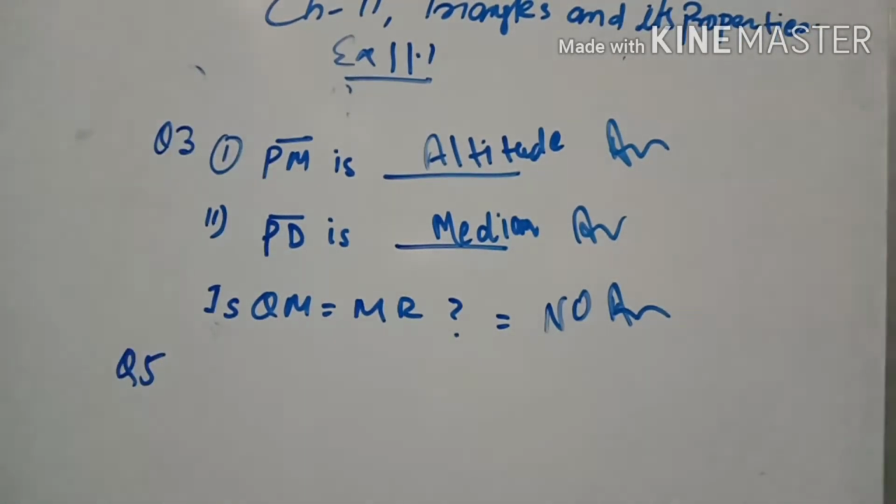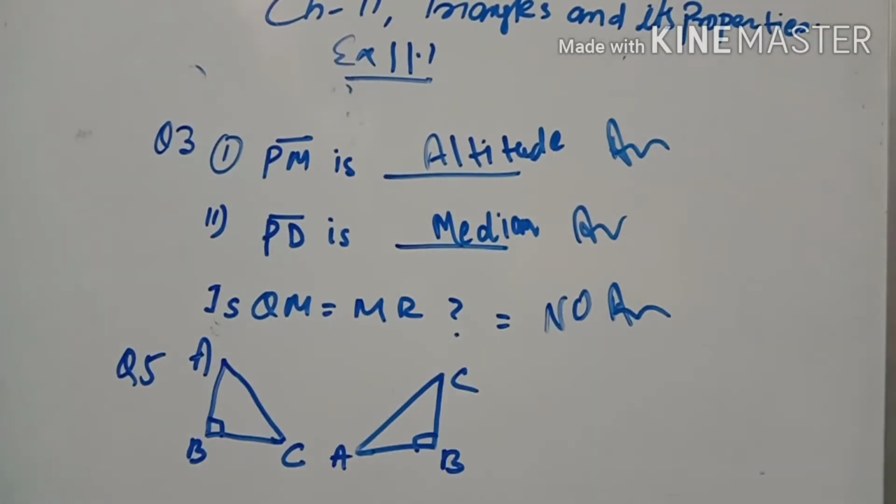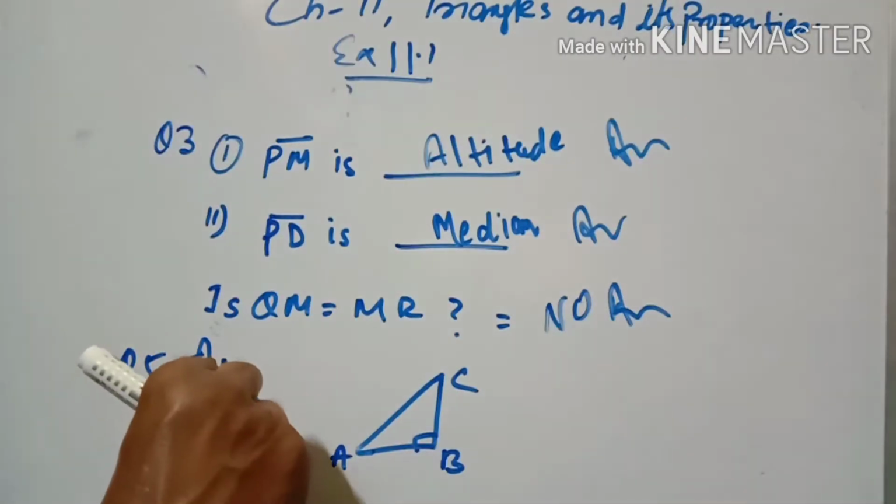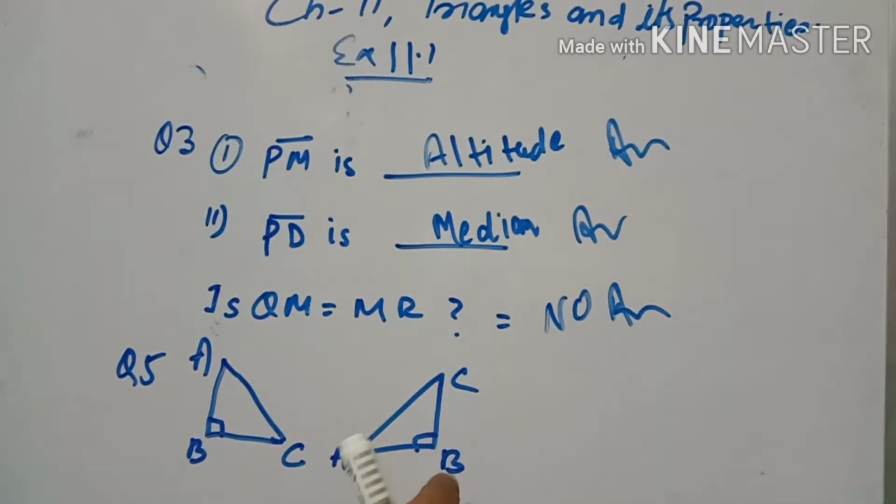See exercise 11.1, question number 5, it is given according to your book. Can you think of a triangle in which two altitudes of the triangle are its sides? If yes, draw a rough sketch to show such a case. First of all, you draw two triangles. Now see, this will be our figure. Here AB is altitude, here BC is altitude. Two same triangles but two different altitudes. Write down please.